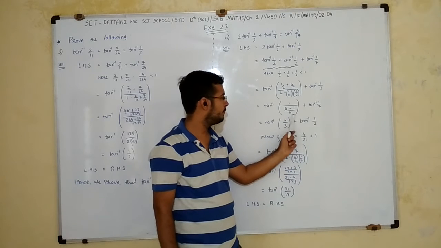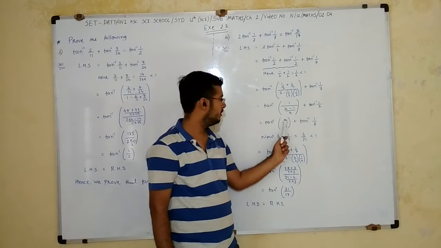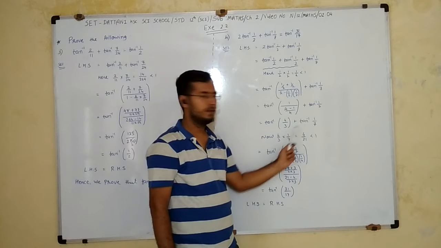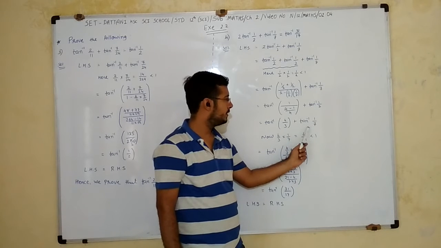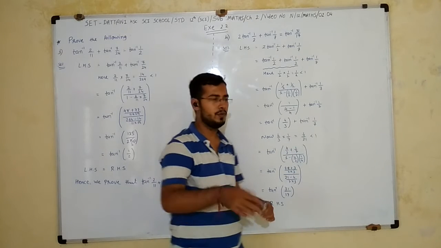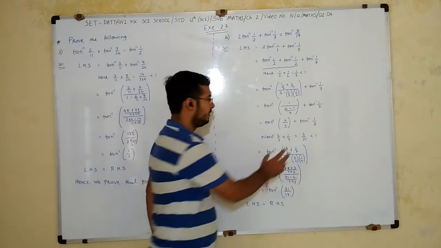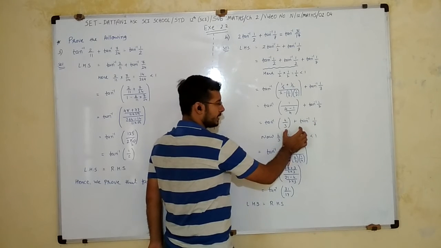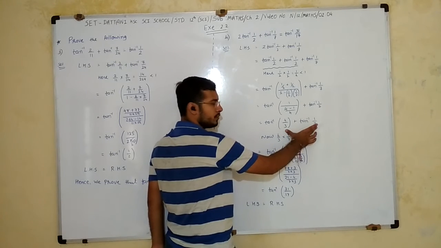Now the denominator of the denominator comes in the numerator. So 4 comes in the numerator, and 4 minus 1, 3. Now tan inverse 1 by 7 as it is. Now we have to perform the formula once again between these two terms. It is 4 by 3 and 1 by 7. So x is equal to 4 by 3 and y is equal to 1 by 7.